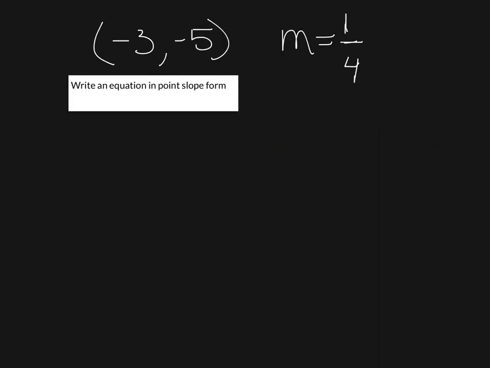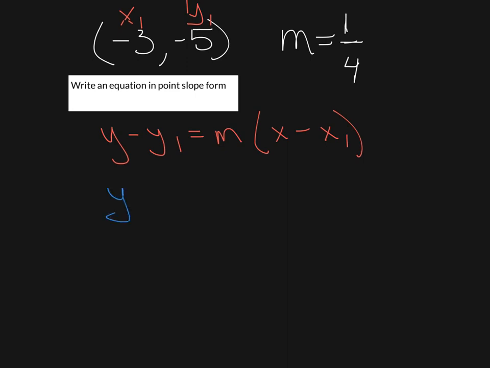The last one for 4.3 is they want us to write an equation in point-slope form, given the point negative 3, negative 5, and the slope as 1/4. So again, you have got to remember that point-slope formula. That's y minus y1 equals m times x minus x1, where this is going to be our x1 and y1, and that's our m. So all you have to do is you fill in those.